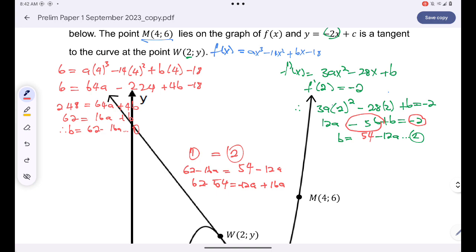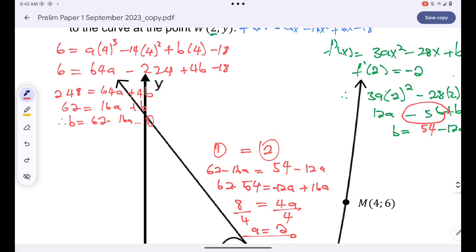So 62 minus 54 will simply be equal to 8, and then on the other side I'll have 4a. Then if I divide both sides by 4, I'll therefore conclude that a is equal to 2. Are you together? And then after finding the value of a, I can simply go and find the value of b. b will simply be equal to 62 minus 16 times a. A is just equal to 2, right? So if I get 30, that means I am correct. 62 minus 16 times 2 is equal to 30.